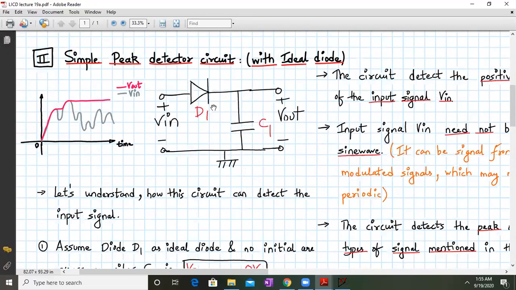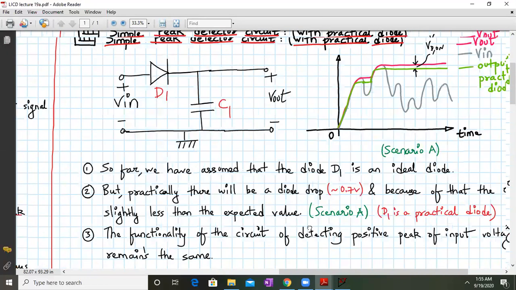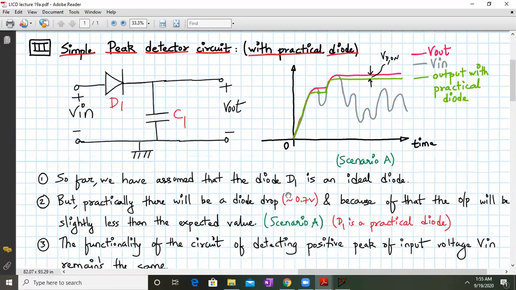So the ideal diode is the one whose VD on is 0. That means it will not require any voltage. Even if the anode voltage is greater than the cathode voltage by even 0.1, it will turn on. Okay, but practical diodes are a little different. So entire functioning of the circuit remains the same. But the only thing is, in the earlier analysis, we assumed that the diode D1 is an ideal diode, correct? But practically, there will be a diode drop, meaning this diode will be a practical diode, correct?